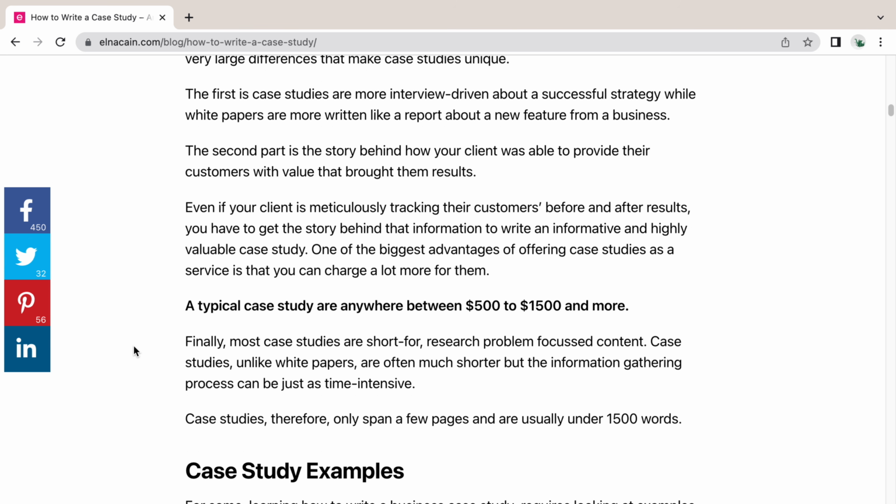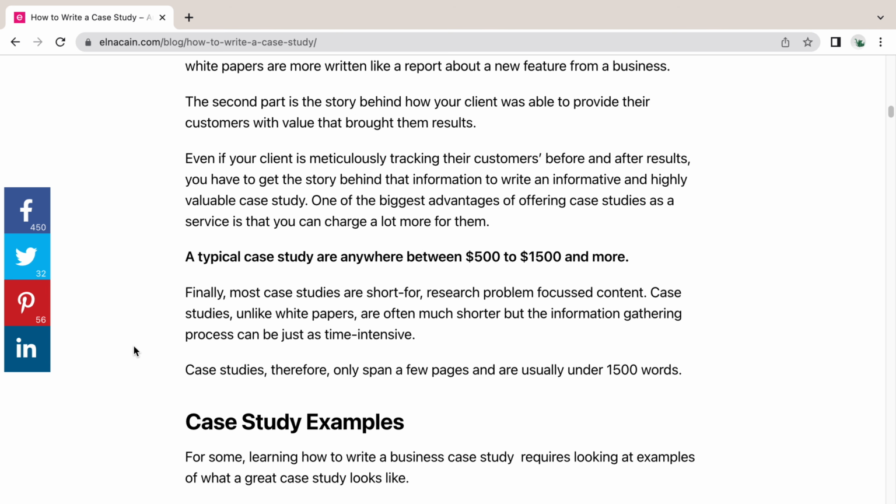So one of the biggest advantages of offering case studies as a service is that you can charge a lot more for them. As you can see, it's more intense. You have to do interviews. You have to do storytelling. There's a lot of aspects to a case study. As you know, a typical case study is anywhere between $500 to $1,500 or more. So you can charge that for your case study writing.